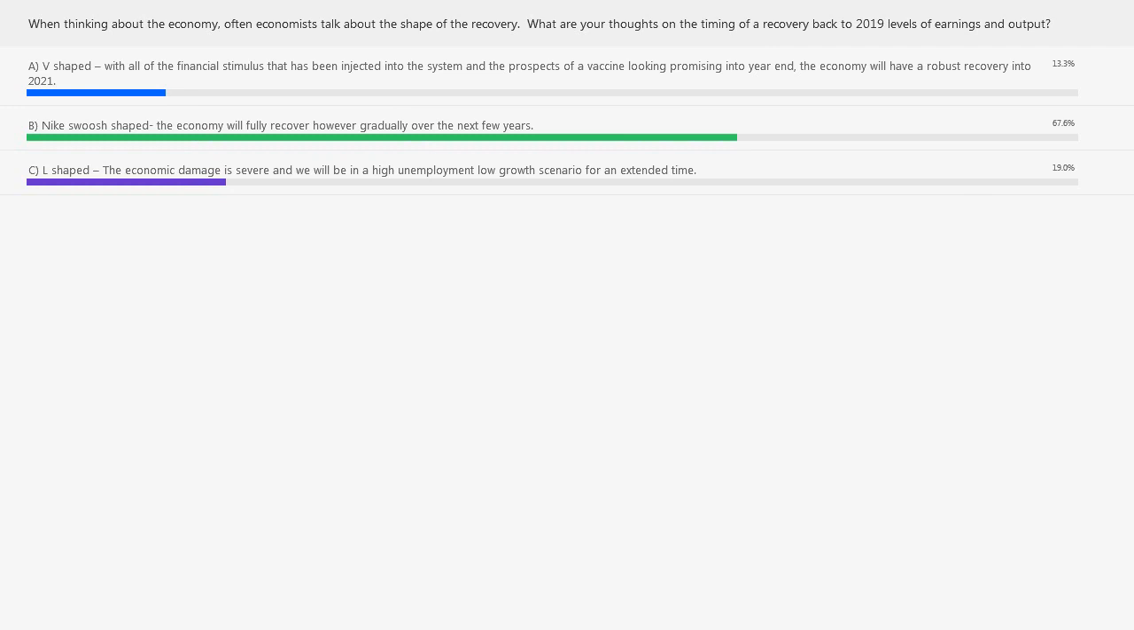Okay, great. Yeah, well, that is not too surprising. The Nike swoosh shape seems to be kind of the consensus. I think originally the market had hoped and anticipated a somewhat V-shaped recovery, but as we all know, the persistence of the virus has turned out to be a little bit longer than we thought. So I think the general consensus is consistent with what you guys are thinking, which is a full recovery. However, it might take a little longer than we initially had hoped for.